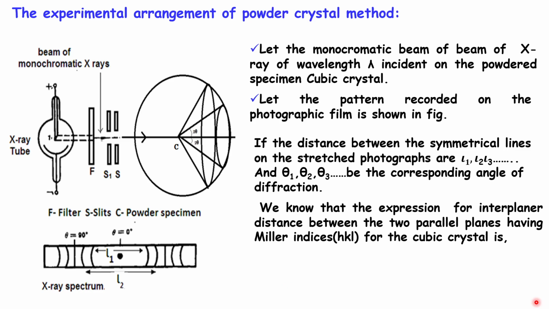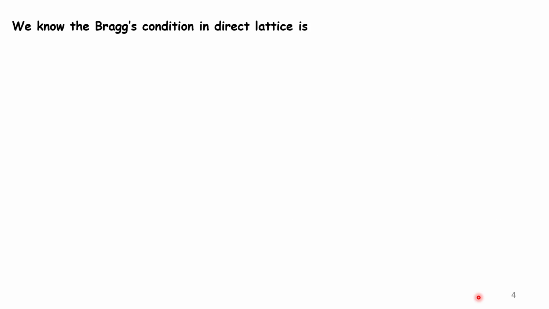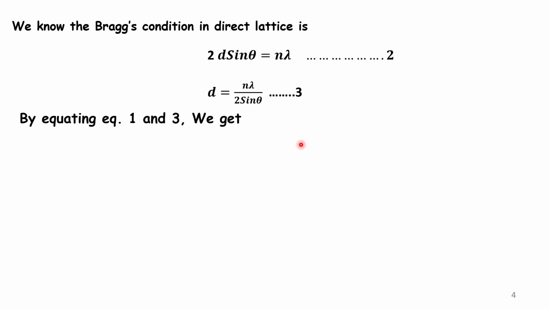We have already obtained the expression for the interplanar distance of the two parallel planes having the Miller indices h k l for the cubic crystal, and it is expressed as d is equal to a divided by under root h square plus k square plus l square. We have also studied the Bragg diffraction condition in case of the direct lattice, and it is expressed as 2d sin theta is equal to n lambda. If we write this expression in terms of d, then d is equal to n lambda divided by 2 sin theta.